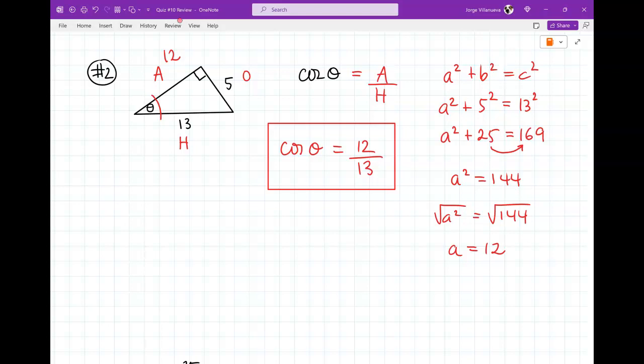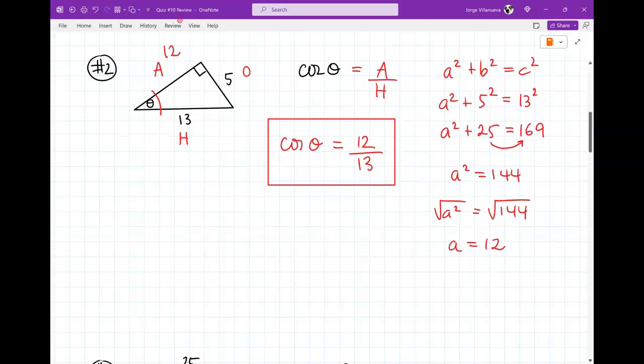But if we had all three sides, then doing these definitions would be simple because I just have to do a over h, o over h, o over a, right? The work is tough only because there's missing sides. If all sides were there, it wouldn't be that bad.